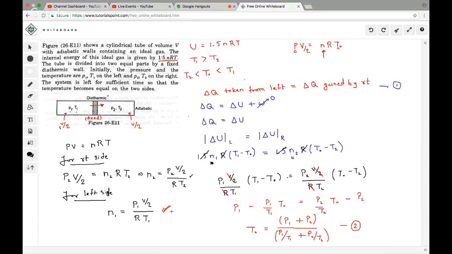Similarly, you can also find the amount of heat that is exchanged between the left portion of the cylinder and the right portion of the cylinder. That is delta U. So delta U is 1.5 times N1 R times T1 minus T naught, and T naught you have already found out. Like this, you can analyze the entire scenario and get the required values.